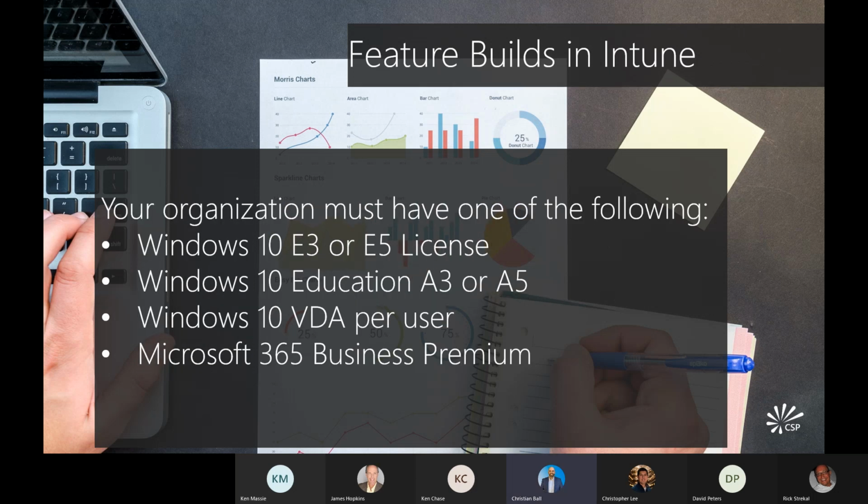And so speaking of licensing, you want to make sure that you have either an E3 or A5 license, or if you're using Microsoft 365 Business Premium, you've got to have that license available to you, or if you're using Virtual Desktop, a per user license for that. But other than that, that's really all you need from a licensing perspective on the OS.